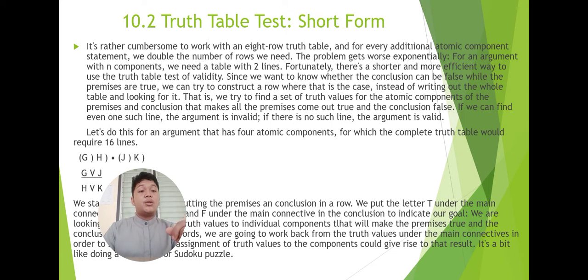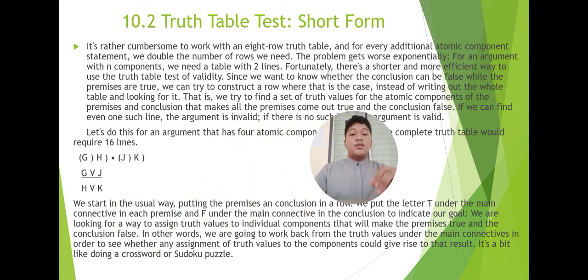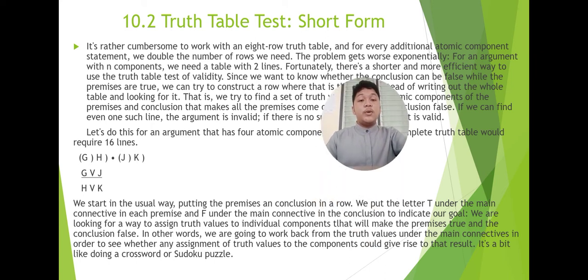Fortunately, there's a shorter and more efficient way to use the truth table test of validity. Take an argument that has 4 atomic components, for which the complete truth table would require 16 lines: G and H, G and K, G v F v J, and H v K. So, first are the symbols for the atomic components. We start in the usual way, putting the premises and conclusion in a row. We put the letter T under the main connective in each premise and under the main connective in the conclusion to indicate our goal.